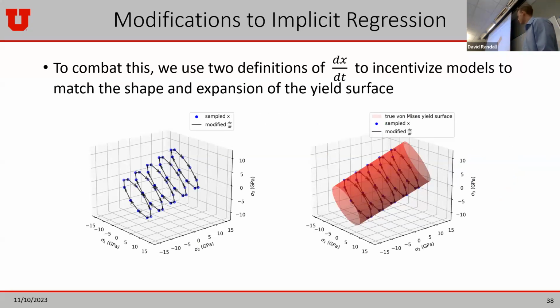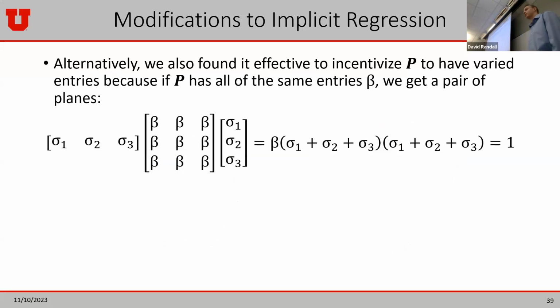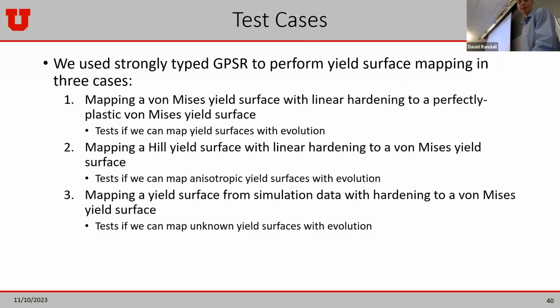And so one of the ways that we regulate against this plane solution is to also include the derivatives within each contour rather than only between them. So if we include both, then we get rid of that plane solution and recover the cylinder shown on the right. Another way of regulating against that solution is to incentivize P to have varied entries. And we do this through some coefficient of variation term within our fitness or loss function. And the reason we do this is that if P has all of the same entries beta, then we get the equation of a pair of planes, which results in the plane issue. And so we want P to have different entries, essentially.